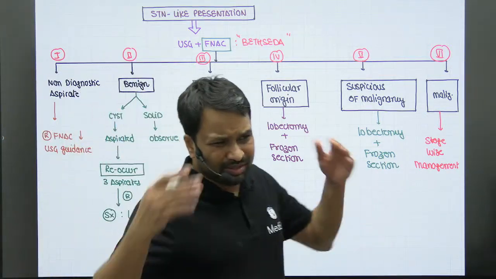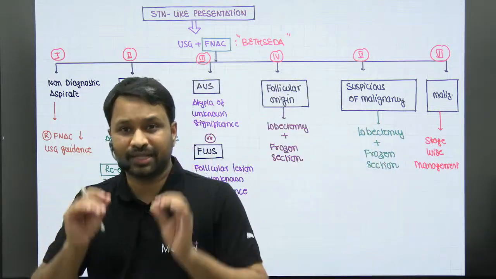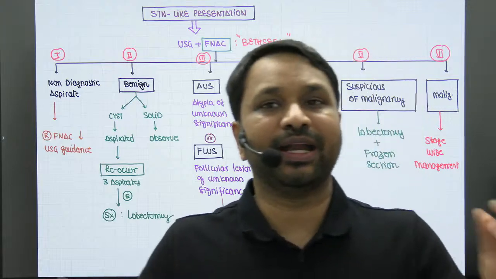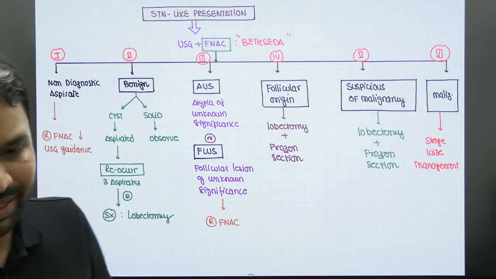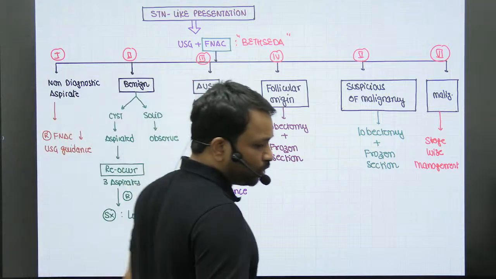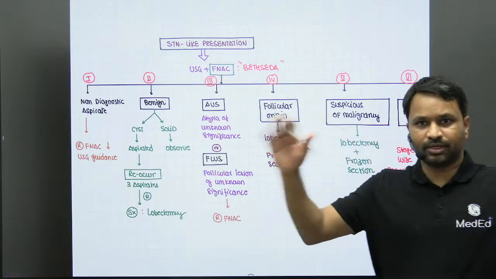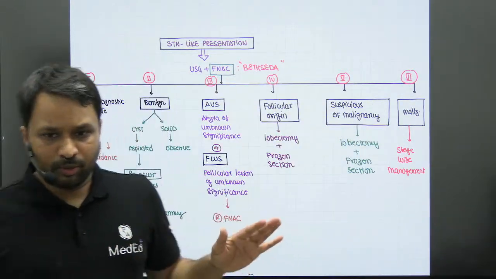Forget about it. You think about Bethesda, you try to memorize it. It is nothing. You have a patient, there is a lesion, you do an FNAC. Based upon that, you get certain findings. And based upon those findings, how do you move across? That is what your Bethesda classification is all about. So I hope you're clear with this. Clear? Sorted? I hope everybody's clear until this point.